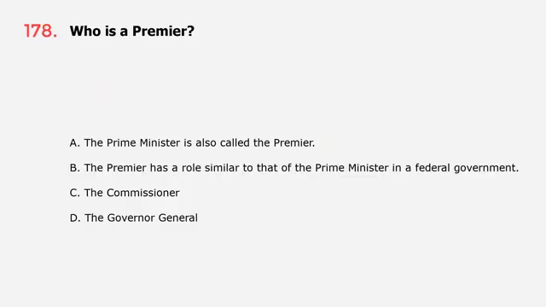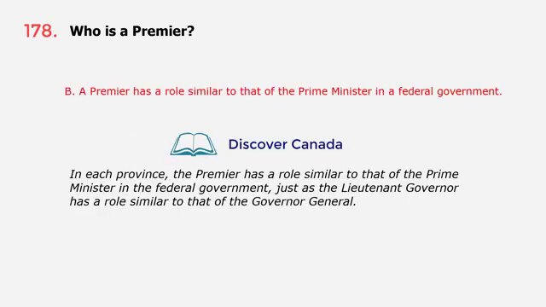Question 178. Who is a premier? A. The Prime Minister is also called the Premier. B. The Premier has a role similar to that of the Prime Minister in a federal government. C. The Commissioner. D. The Governor General. The answer is B. A Premier has a role similar to that of the Prime Minister in a federal government.